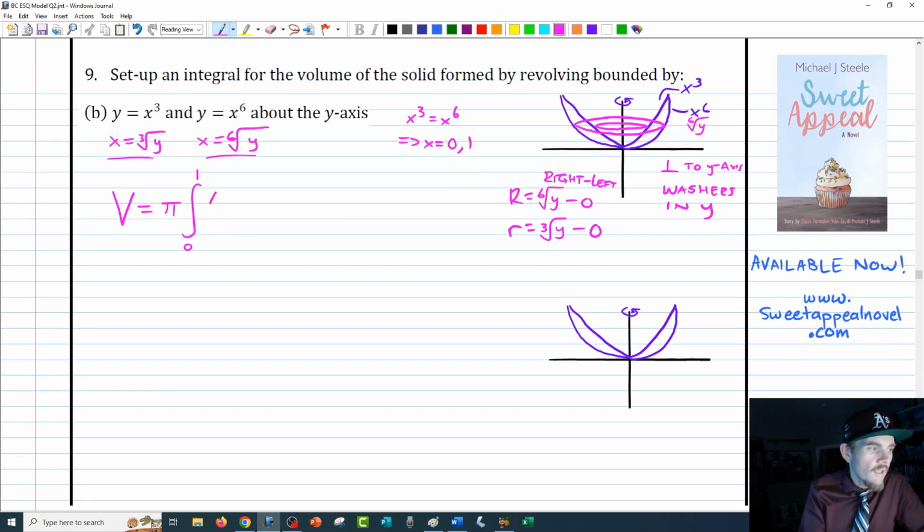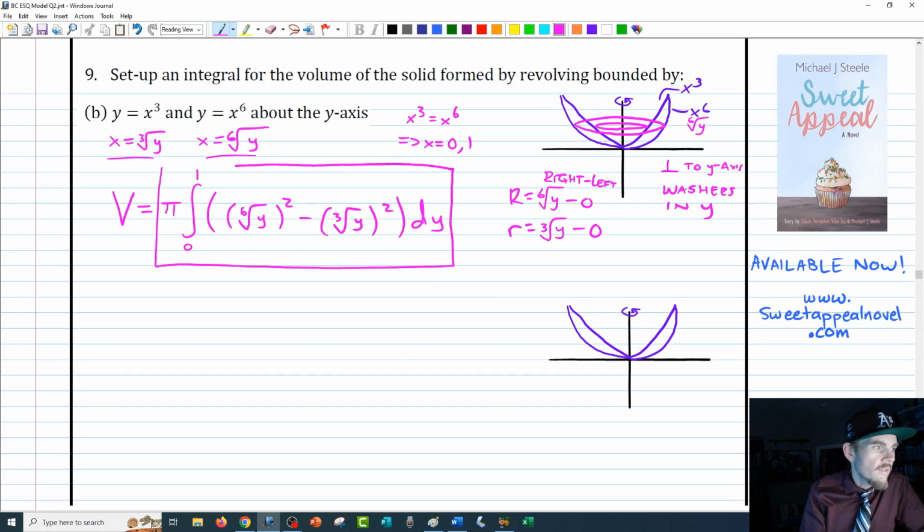As far as what goes on the inside, we're going to have, it looks like the 6th root of y squared minus the cube root of y squared. And then all of this will be in terms of y. So there is our integral. Again, this is definitely a problem that you could handle back in calculus AB at the very end. It's the last unit we covered in there, at least at Franklin. Now when we go to look at the other one though, again, if we did washers in y, the other option we're going to use then is cylinders in x.